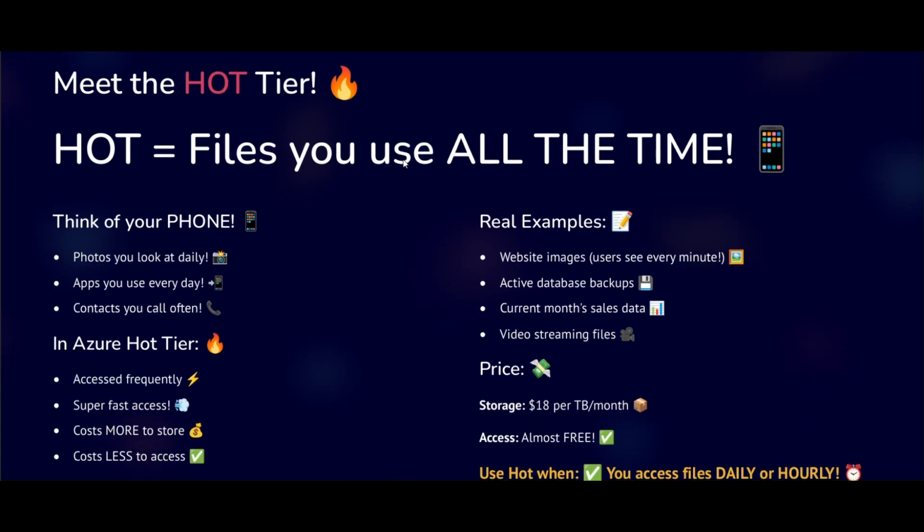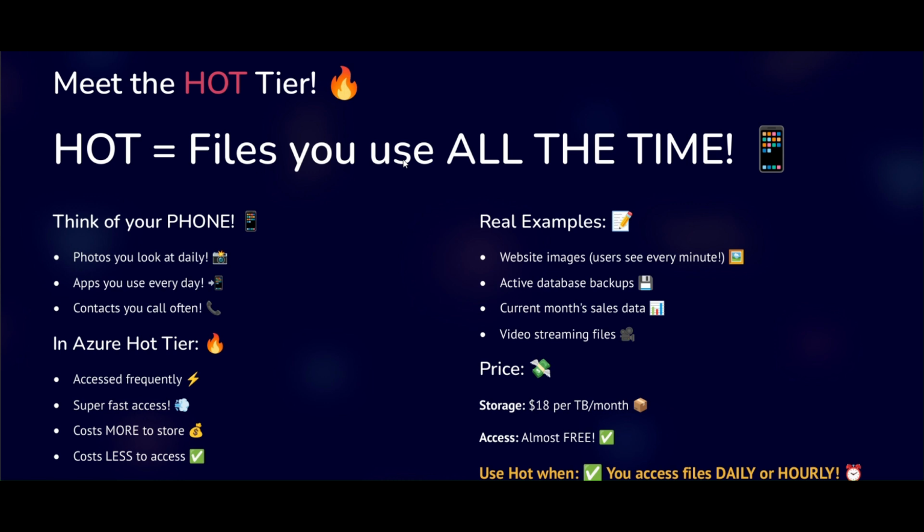Meet the hot tier. Hot tier is for data you use very frequently. Think about your mobile phones, photos you see daily, WhatsApp images, apps you open every day. That data must open instantly. That's exactly what hot tier is. Hot tier means data accessed daily, fastest performance, highest storage cost, lowest read cost.